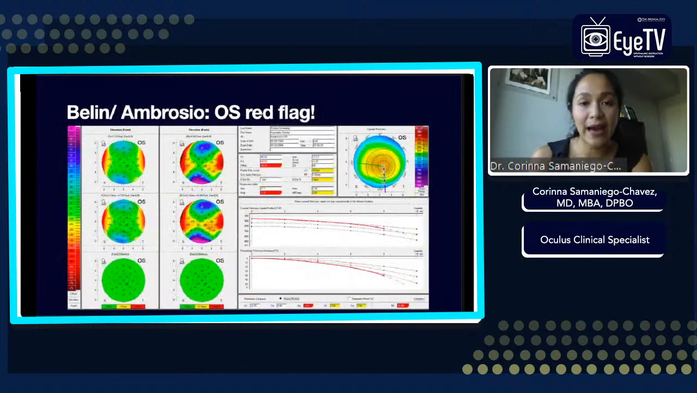Now, for the left eye, while the elevation indices appear to be within normal limits, the corneal thickness and the pachymetry progression data show that the left eye may actually also be at high risk for ectasia. So what the BAD D does is that it can actually help us detect these subtle changes and progression in cases that might be deemed normal using the conventional refractive maps.